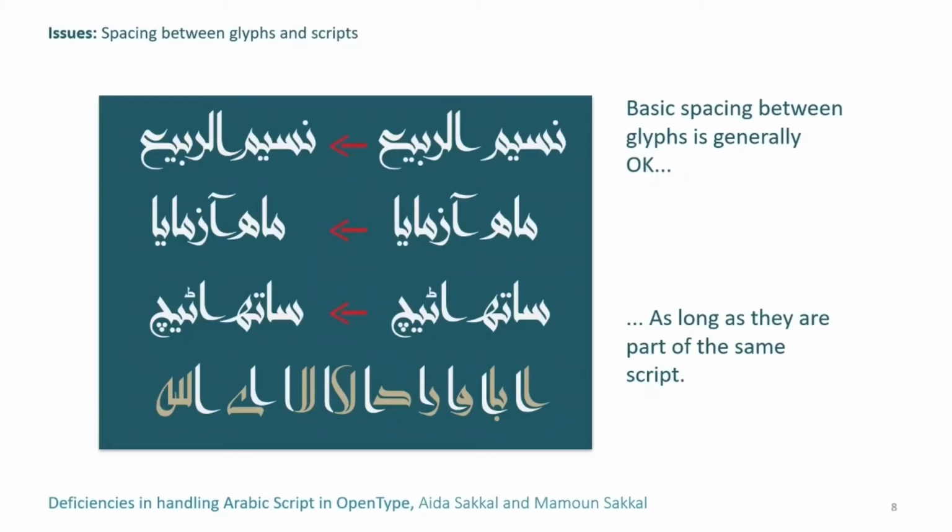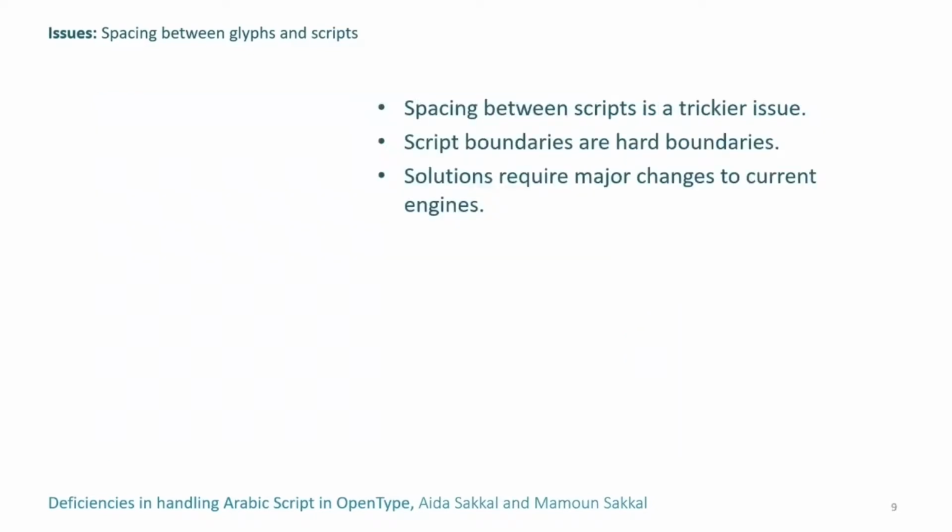Spacing between glyphs, as long as they're part of the same script, is generally okay. We can define kerning pairs or even simple single adjustments, things like moving letters closer to other letters, although longer runs of letters gets iffy again. The key here is as long as they're part of the same script. Spacing between scripts is a much trickier issue.